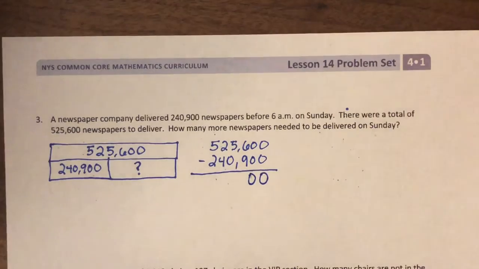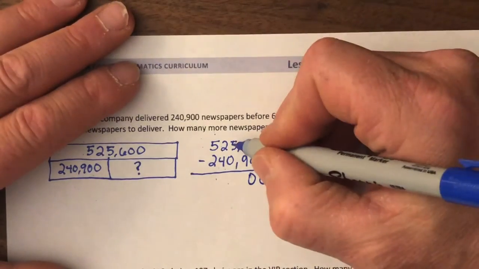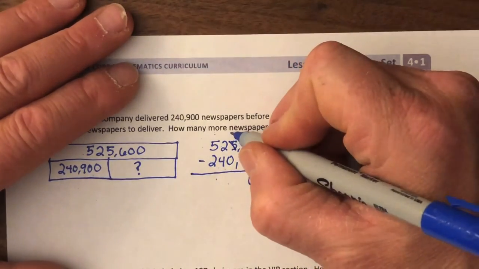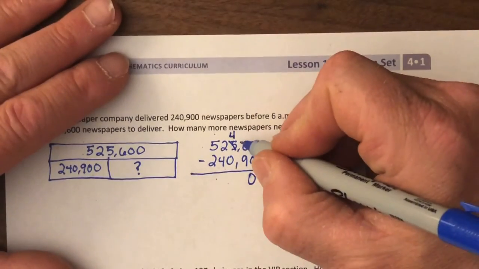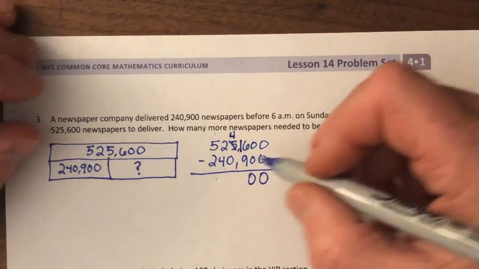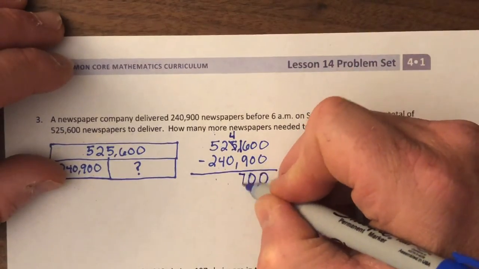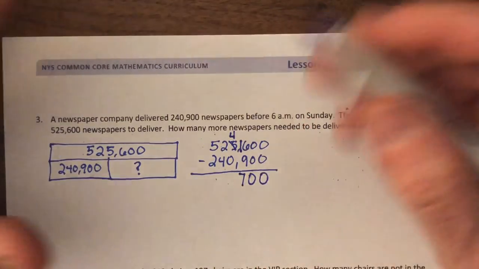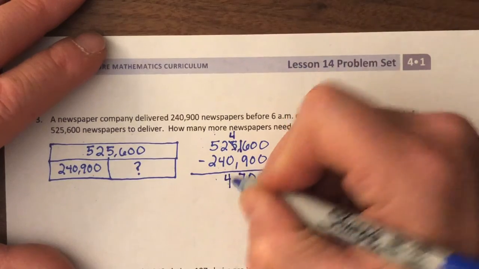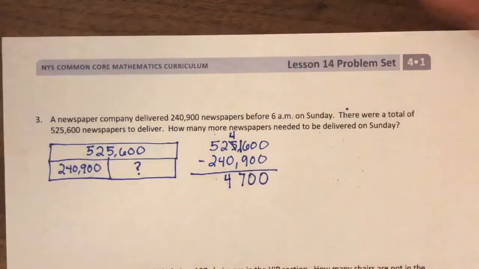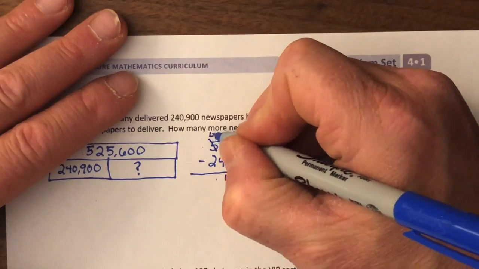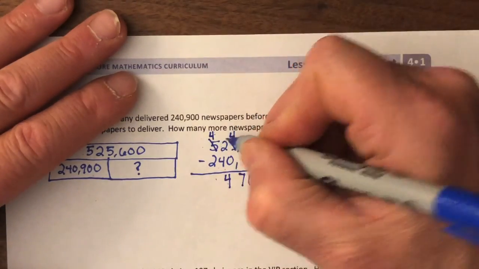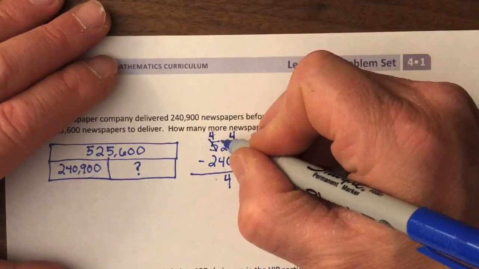6 minus 9, I can't do it. So I'm going to borrow from the thousands place. Cross out the 5, leave 4 thousands. Take that thousands, break it into 10 100s. So I have 16 hundreds here. So 16 minus 9 is 7. 4 minus 0. Cool, can do that. It's pretty easy math. 2 minus 4. Can't do it. Okay, cross out the 5. Leave 4 10,000s. Take that 10,000, break it into 10 1,000s.